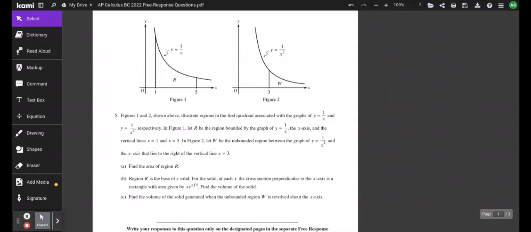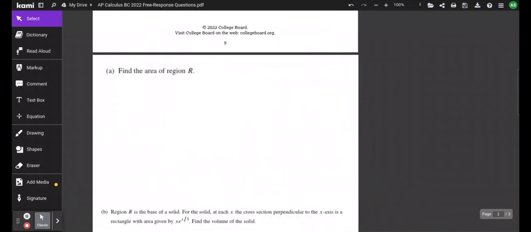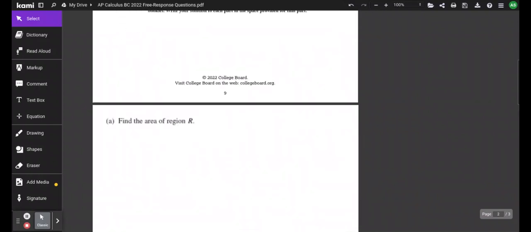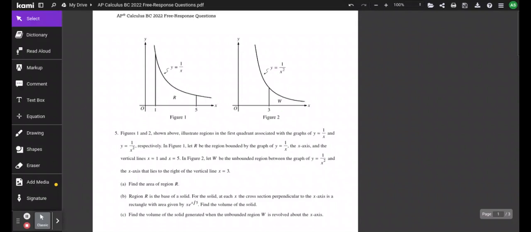So we start with question set A. Question A says, find the area of region R. Region R, as we see, is underneath the graph of y equals 1 over x from the x values of 1 to x equals 5.